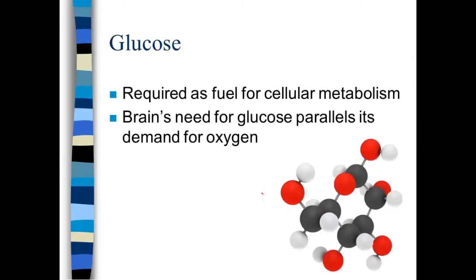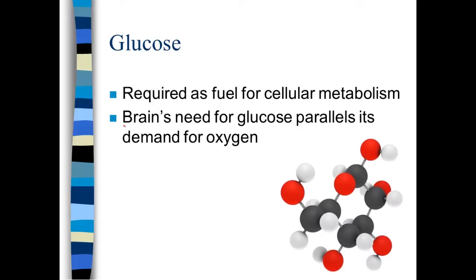So I'm going to start by talking a little bit about glucose. Glucose is the fuel that our body uses for cell metabolism. So all the food that we take in and eat, a lot of it anyway, is broken down into glucose, and our body uses that for energy for the cells. It uses that to make ATP, which we've talked about before.